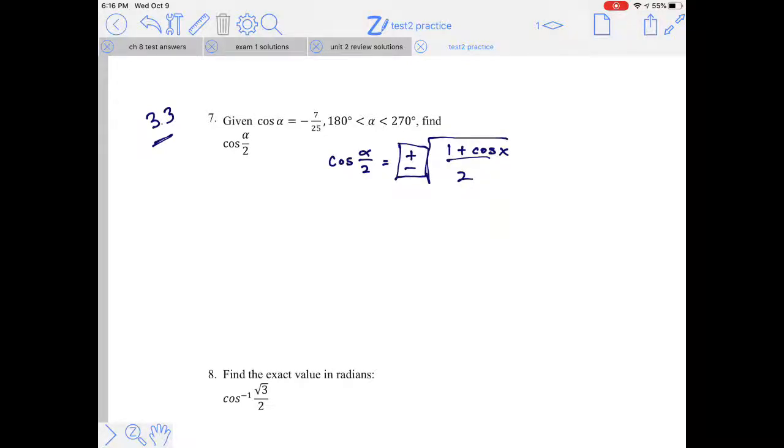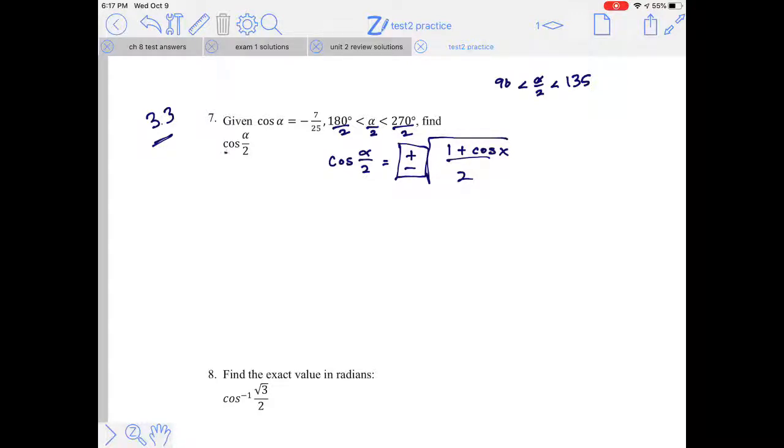The way we decide is based off of where alpha over 2 is. So we know where alpha is. Alpha is between 180 and 270, but we need to figure out where alpha over 2 is. So if you divide everything by 2, we get alpha over 2 is sandwiched between 90 and 135. So where is that? Where is 90 to 135? Which quadrant, I mean? Quadrant 2.